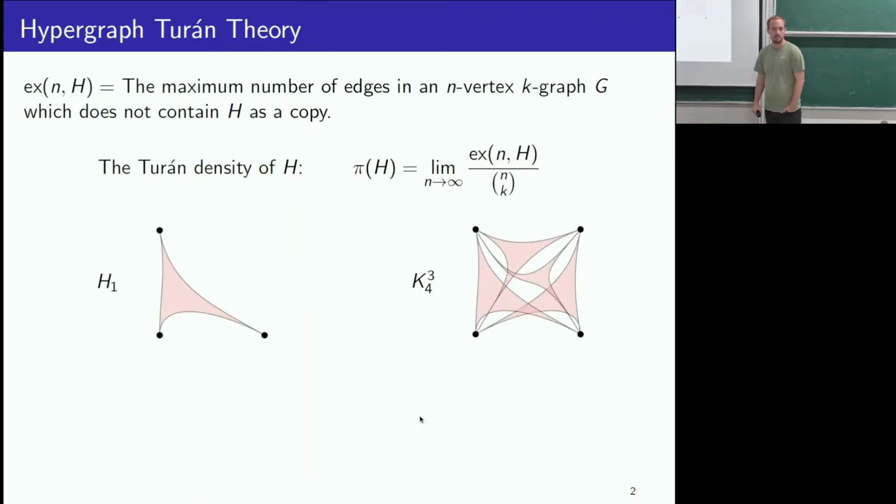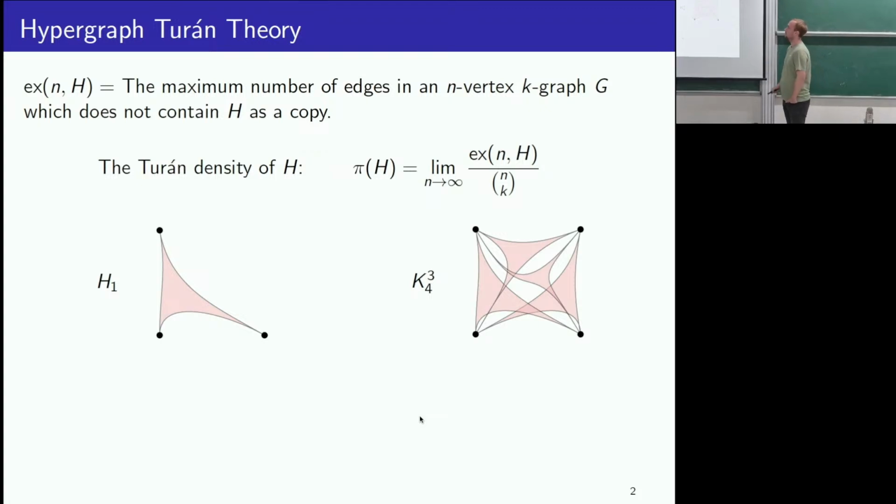So let me first tell you about hypergraph Turán questions, and I would assume many of you are familiar with that. One of the central objects studied in extremal combinatorics is the extremal function. The extremal function is defined for a k-graph H, and it is the maximum number of edges an n-vertex k-graph G can have while G doesn't contain H as a copy. So H is some small hypergraph, and we're going to see examples, and G is a big hypergraph.